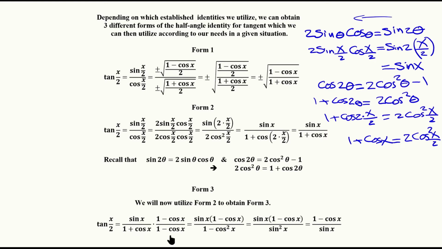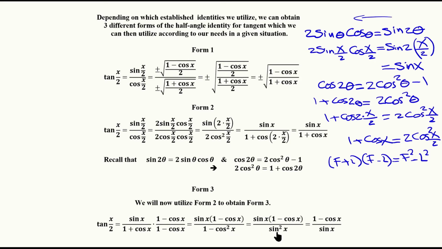Now we're going to use this conjugate trick that we have used several times in the various videos that we have watched together. And if we multiply the top and bottom of this fraction by 1 minus cosine x, we end up with sine x times 1 minus cosine x on the top. And this is in the form of a product of conjugates. Remember, f plus L times f minus L equals f squared minus L squared. And that's how we end up with 1 minus cosine squared x.